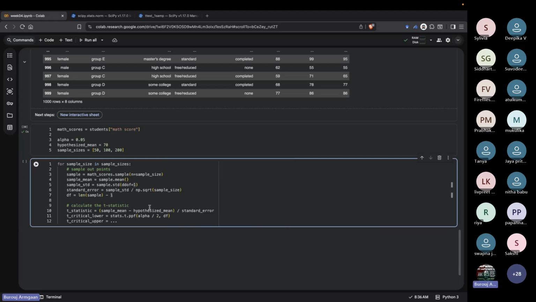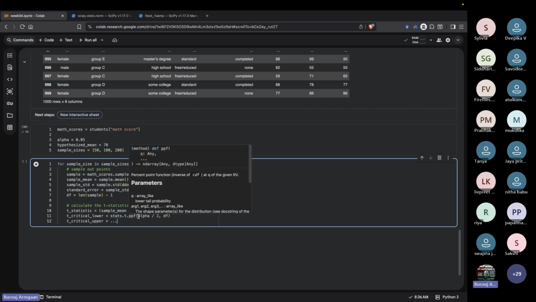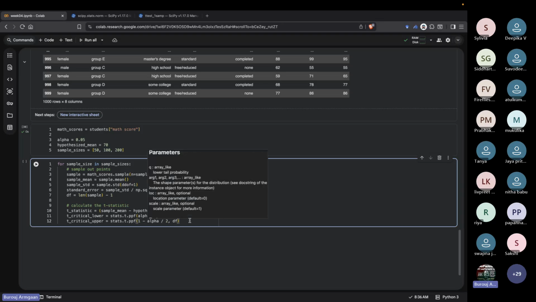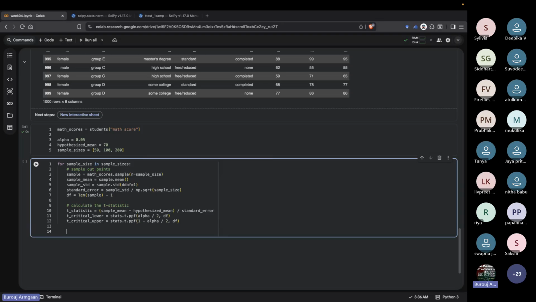So you would notice it takes two things in this case. This one is not correct. So in this case, it takes two things: the probability that you want to compute for and the degree of freedom that it should work with. So this is the left side. We would also like the right side, which is 1 minus alpha by 2, and you have this thing. So we have these two.